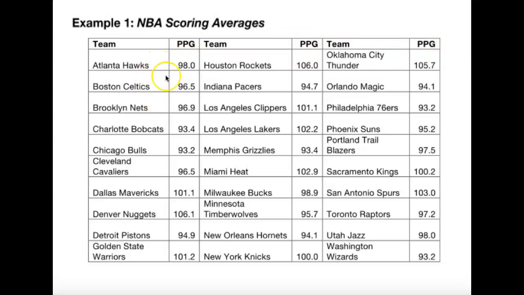So this is just a list of the average points per game for all of the teams in the NBA for the 2012 season. And I just want to make a histogram to display the distribution. So we're going to pull up our calculator.